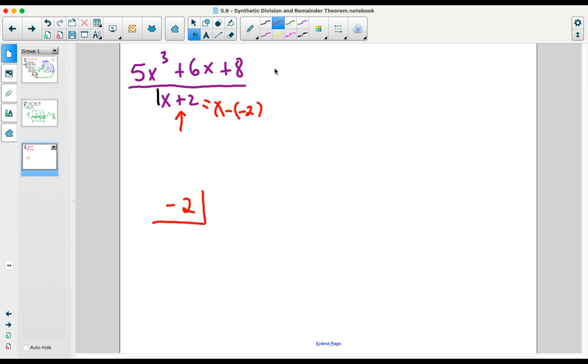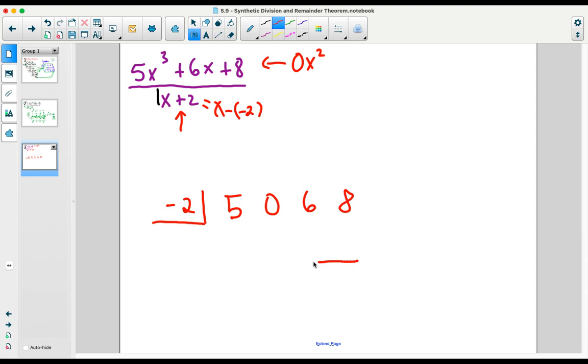Next, we place the coefficients of the dividend from left to right in decreasing order. One thing you'll notice about this polynomial dividend is that the x squared term is missing. So we're going to need to add in, similar to what we did with polynomial long division, that spacer term of 0x squared. So we'll say 5 is our first coefficient, then the 0 for the x squared, then a 6, and then an 8.